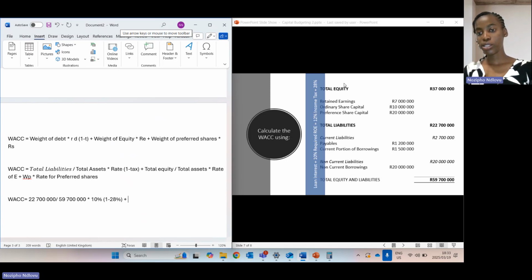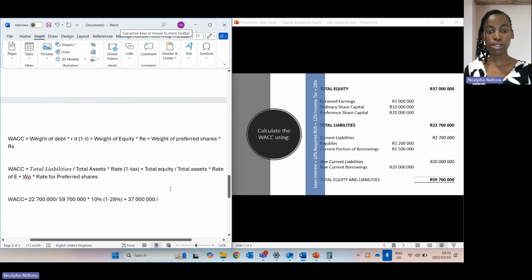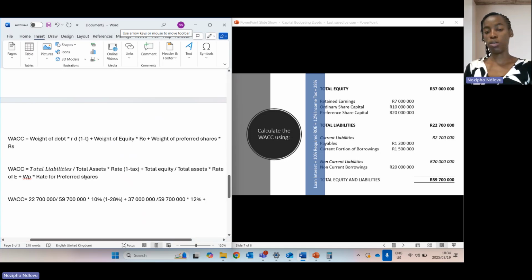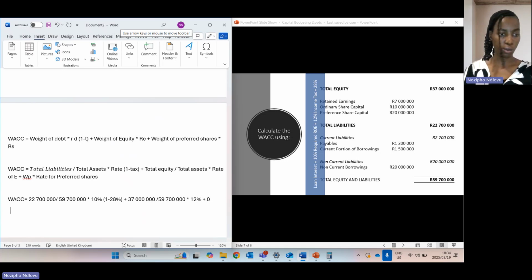Total equity, we have it there at 37,123. Then divide by total assets, which is 59,700 123. Then you multiply that by the rate of equity. The rate of return for equity here, the required ROE, is given as 12%. Do we have preferred shares? No. Do we have the rate for preferred shares? No. So we keep that as 0.